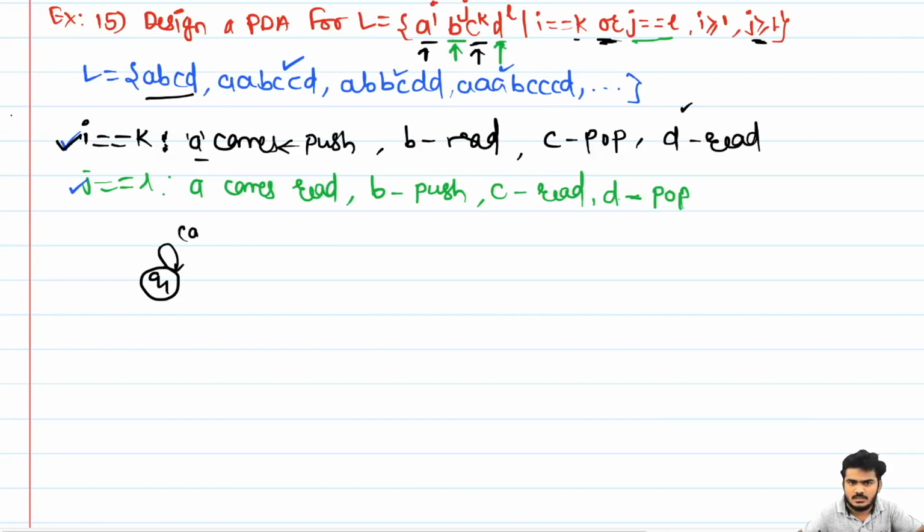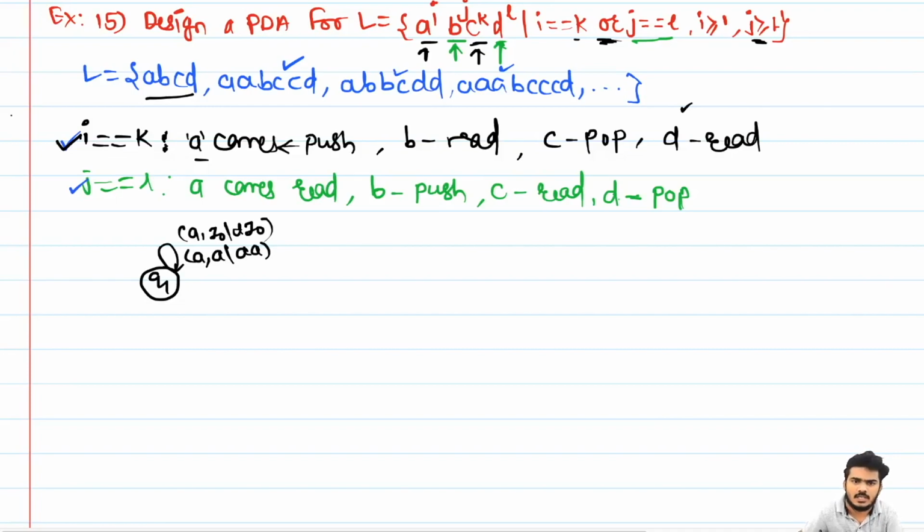So a is the symbol that is input, and the top of the stack is a. I have to push that particular a into the stack. Similarly, when a occurs as an input and the top of the stack is also a, I have to push that particular a into the stack.